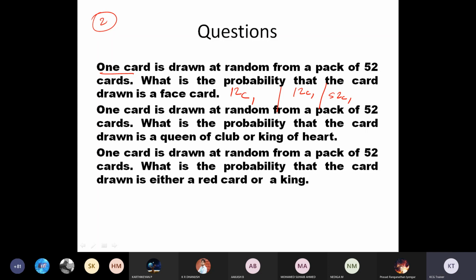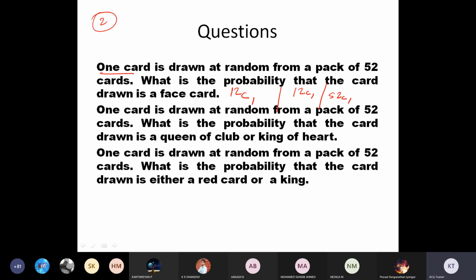One card is drawn at random from a pack of 52 cards. What is the probability the card drawn is a queen of club or king of heart? You know what is club? Club is one type of suit in black color. In that club, how many cards are there? 13 cards are there, from 2 up to ace, so everything will be only 1, 1, 1.